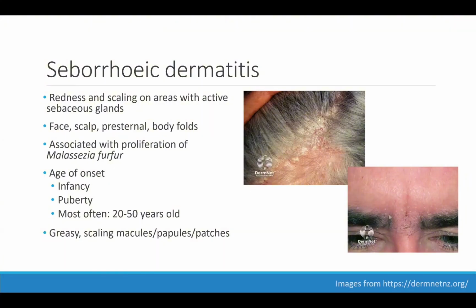Another form of endogenous eczema is known as seborrheic dermatitis, and this refers to redness and scaling on areas with active sebaceous glands, such as the face, scalp, presternal area, and body folds. This condition is associated with proliferation of Malassezia furfur. Age of onset can range from infancy, puberty, or most often for adults aged 20 to 50 years of age. The patients have greasy, scaling macules, papules, and patches.